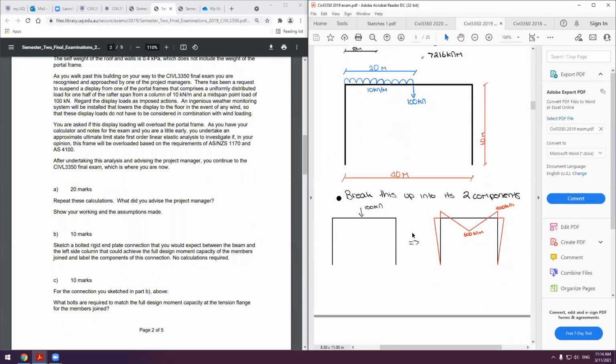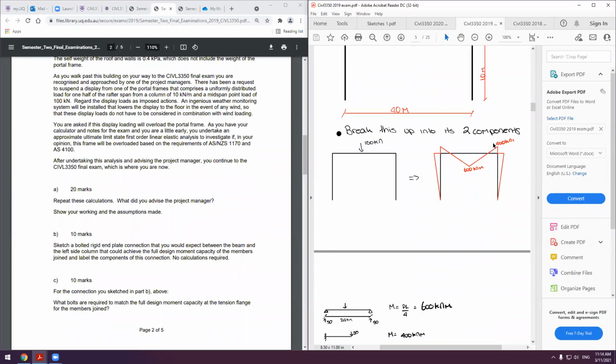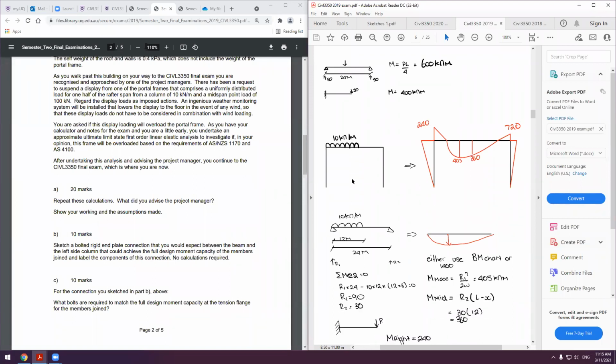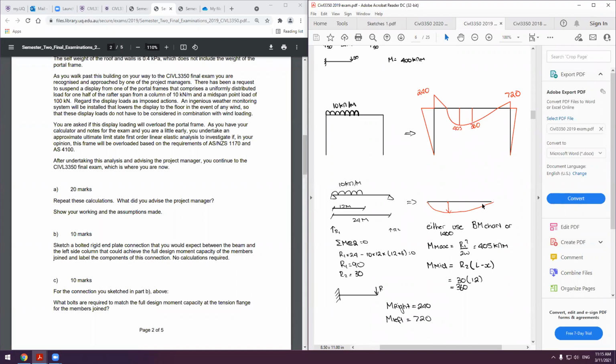So you break this up into two components. You have your 100 kilonewton point load, which essentially has a distributed moment like this. And then we have our half moment like this. Probably the most confusing thing was trying to work out what that is. I worked it out in the end. Approximate shape like this.